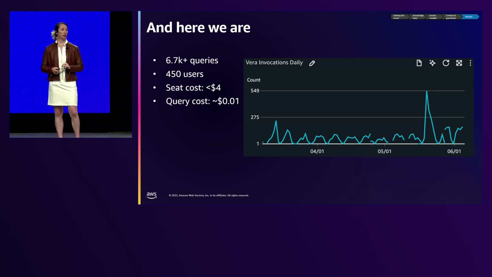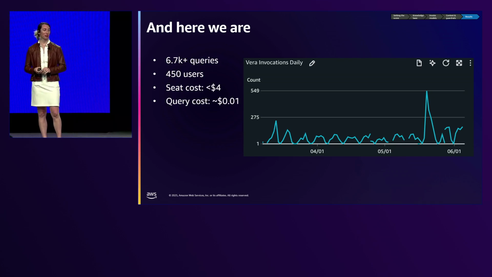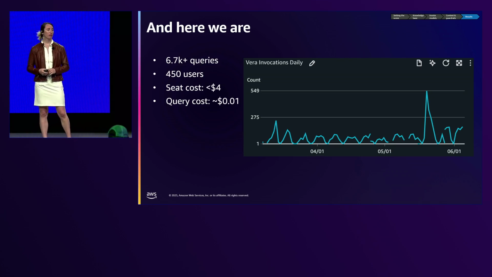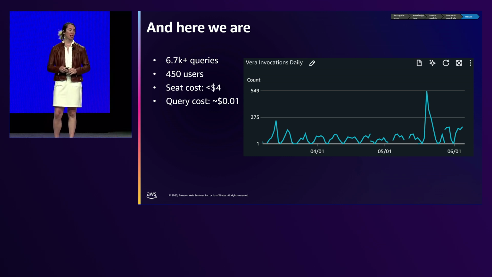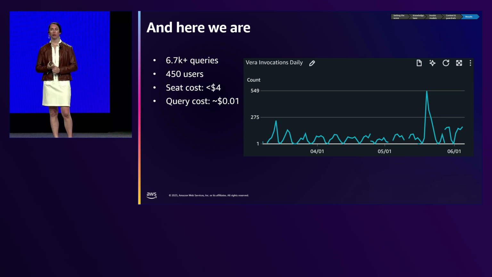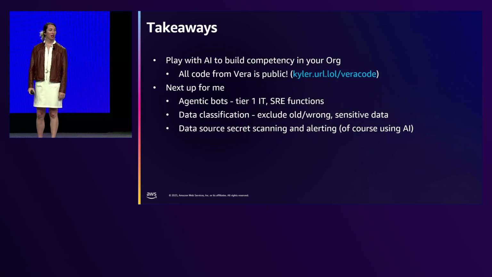So here we are today. We have returned about 6.7 thousand queries. This is just a Workday app across 3,000 users, so that's pretty impressive by my book. We've been used by about 450 employees so far. The seat cost, which counts the static cost, is about $4 a user, and it's getting cheaper as more users use it, because most of that cost is flat, just storing the data in OpenSearch. And the query cost is about a penny.